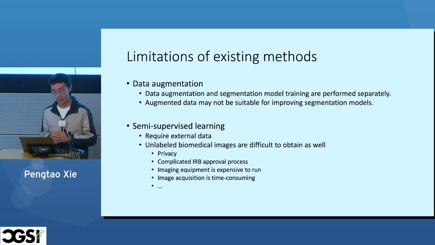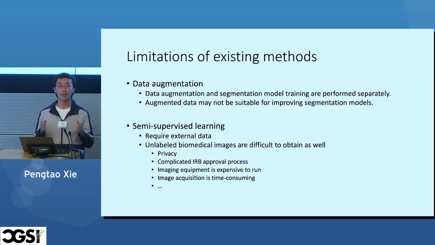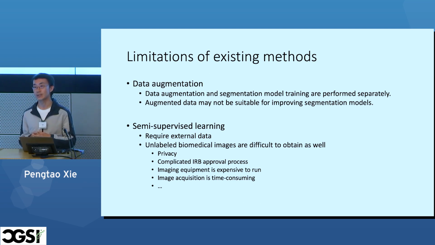So to address this problem of lacking labeled data, there are many different types of methods. Roughly, they can be categorized into two categories. The first one is data augmentation. We take this human-labeled real image, then apply different augmentation methods like rotation, flipping, etc. to create some augmented images.